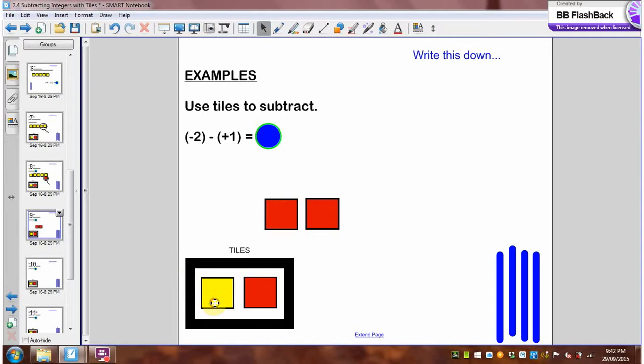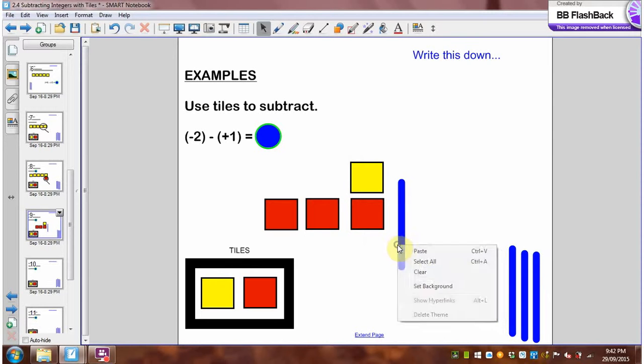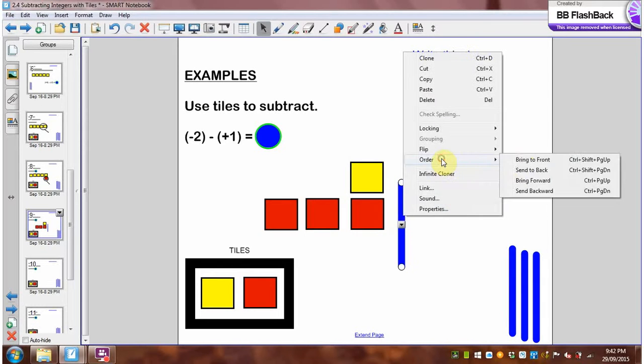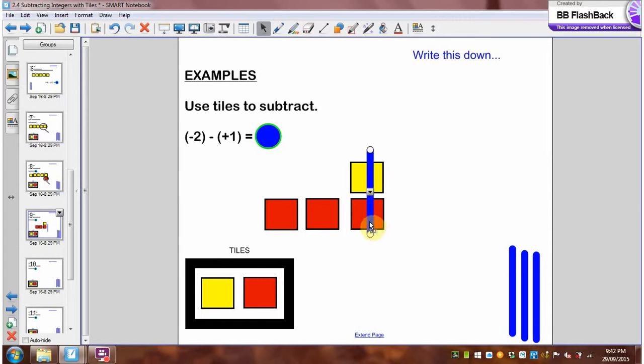So what do we do? We can bring up a +1, but if we bring up a yellow tile, we have to bring up a red tile. We have to add them on in pairs. Because if you look here, it still represents -2, -1, -2. So we're still starting with the same number, but we've just put some tiles up there so we can do this: take away a +1.